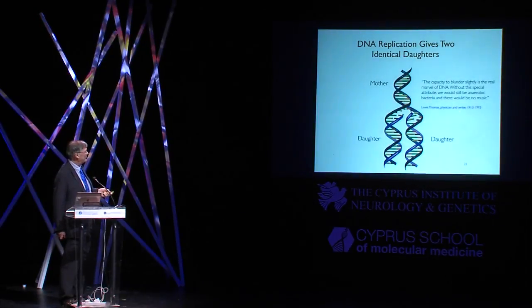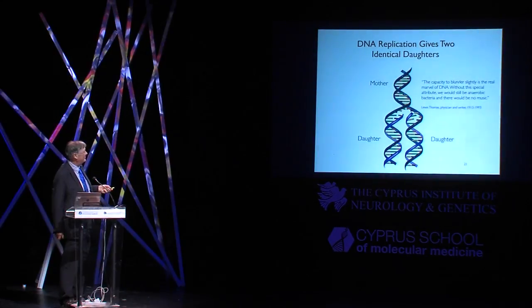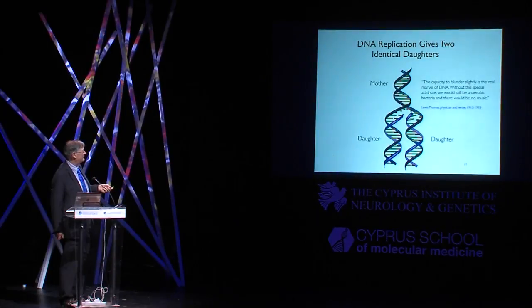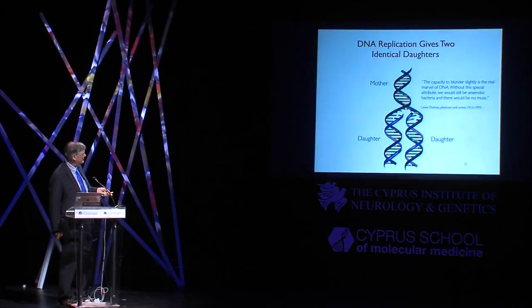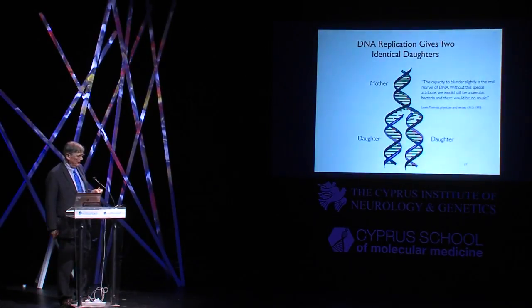And as Lewis Thomas, you may not be able to read this at the back, but I love this quote, "The capacity to blunder slightly is the real marvel of DNA. Without this special attribute, we would still be anaerobic bacteria and there would be no music." Lovely. So if it wasn't for occasional mistakes in the replication of DNA, we wouldn't be here. Evolution would be impossible.